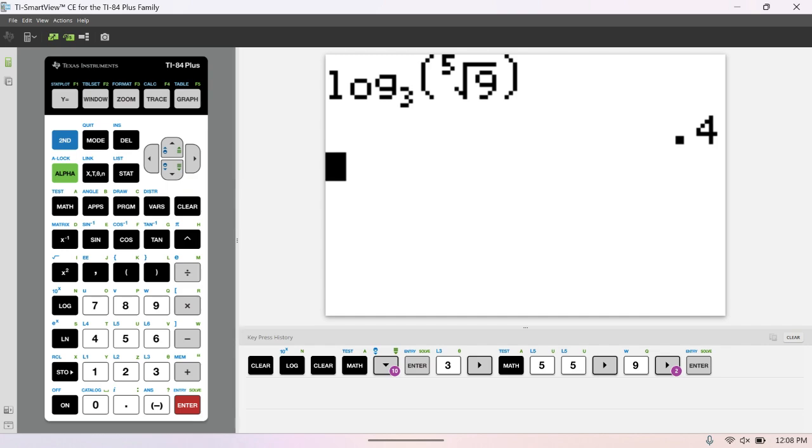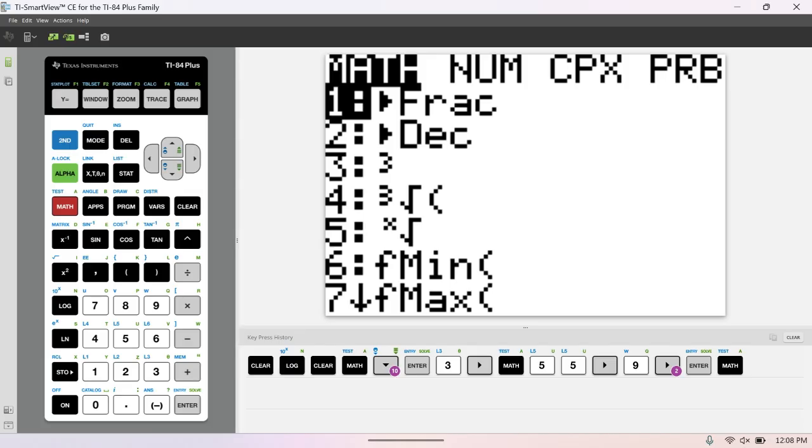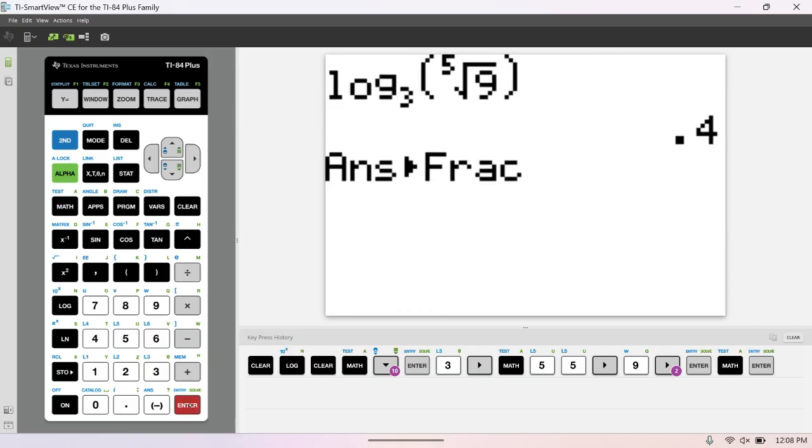So you hit the math key again. You see how the first option says frac? That stands for fraction. So you hit enter. Enter one more time. There's your fraction. You can do that with any decimal that it comes up with, unless it's like an irrational number and you can't turn it into a fraction. So our answer is still 2/5.